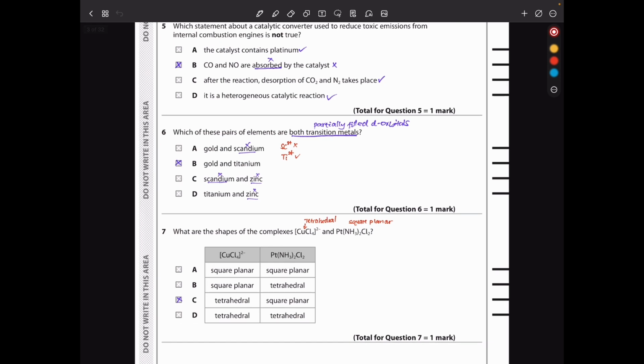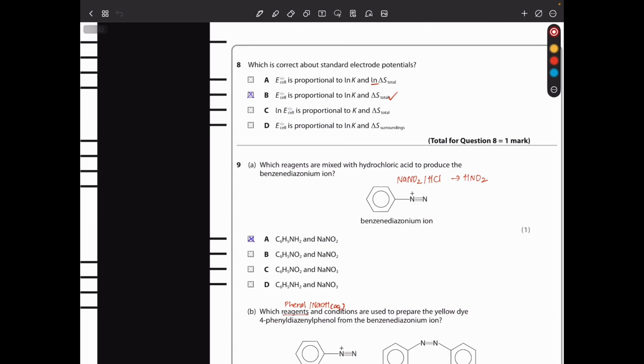In question 7, what are the shapes of complexes? This one here and that. So this one here is tetrahedral. This is tetrachlorocuprate, as we can see, tetrahedral. And then this one here is square planar. So the answer should be C.